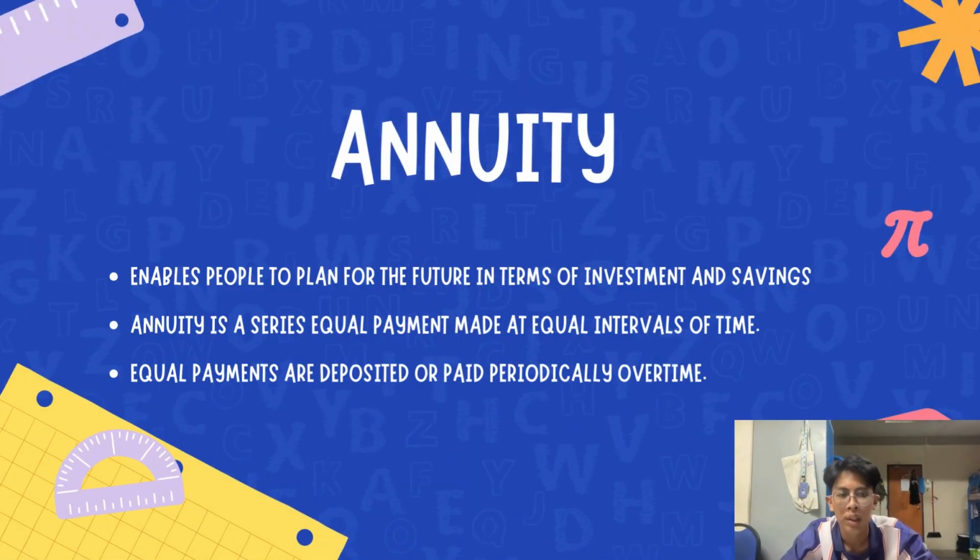Now the second part is annuity. Annuity enables people to plan for the future in terms of investment and savings. Annuity is a series of equal payments made at equal intervals of time. Equal payments are deposited or paid periodically over time.